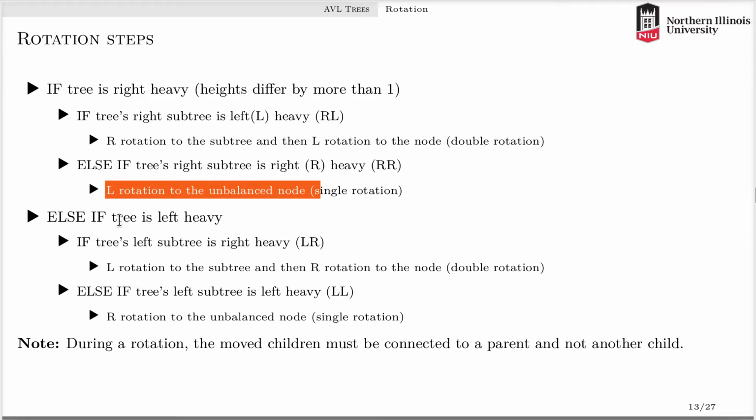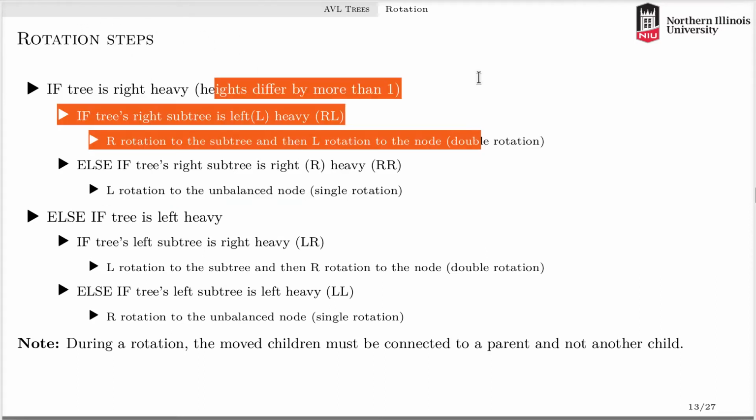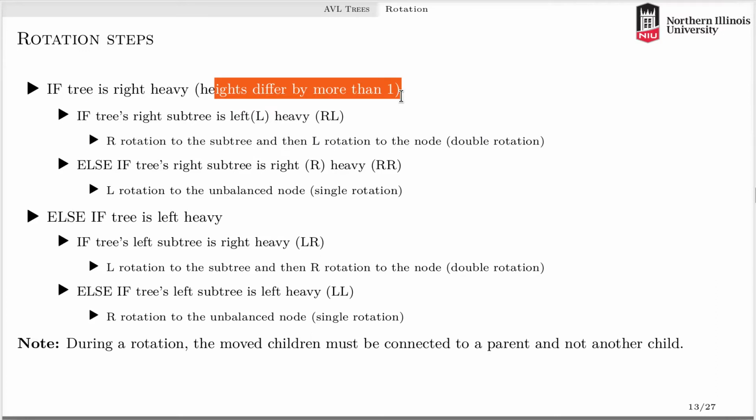Otherwise, you do the other two cases. It's not right heavy, and by definition, this means that the tree balance is out of whack by more than one, right? You don't even do this at all unless you're out of balance, right? So if it's not right heavy, it must therefore be left heavy, given the definition of the situation.